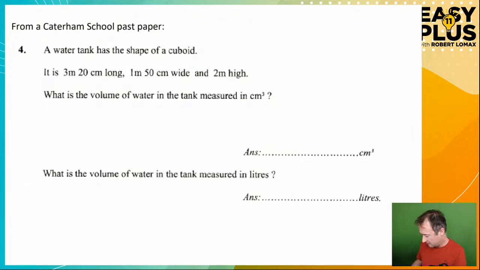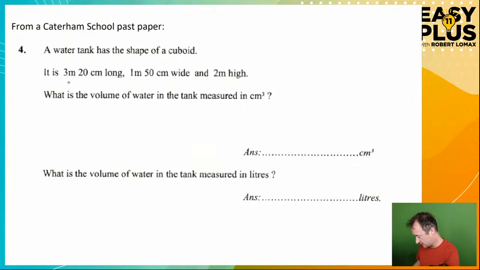Okay, next one. So we've got a water tank in the shape of a cuboid. What's the volume of the water tank measured in centimeters cubed? Now we could sketch the water tank, but look, we're just finding the volume. We know how to do that. The main thing is to turn these side lengths into centimeters. Why? Well, if we work out the answer in meters cubed, then we've got to times it by 1,000,000, and that could get fiddly. Easy just to solve it in centimeters from the beginning.